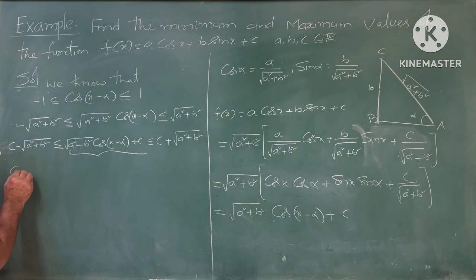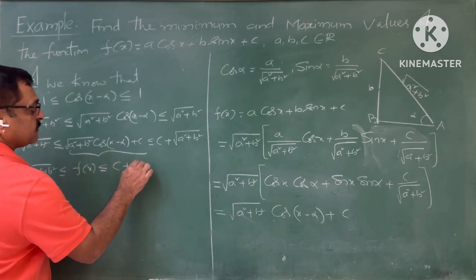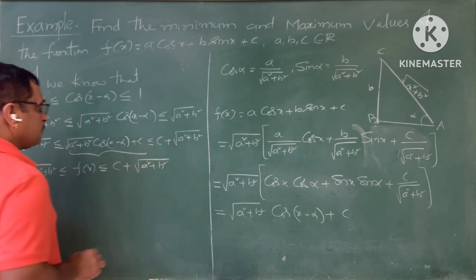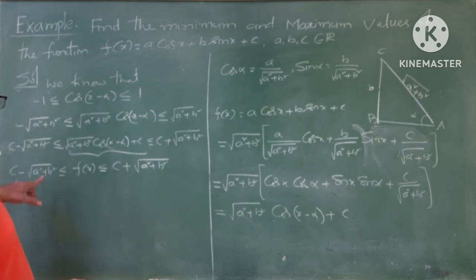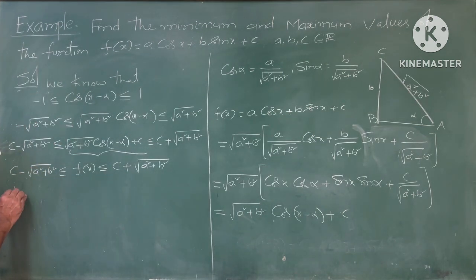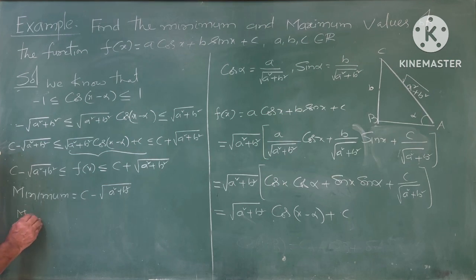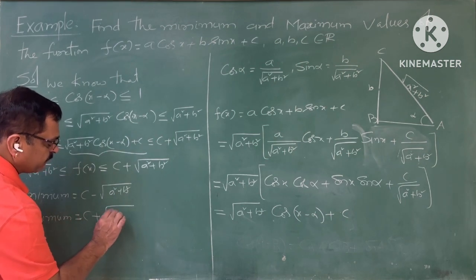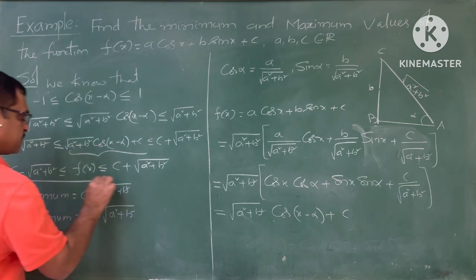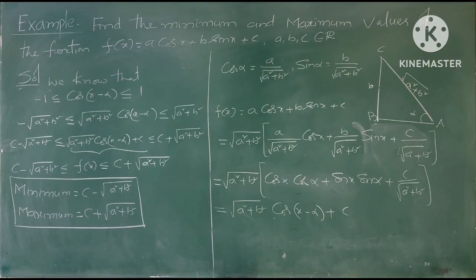So here c minus root of a square plus b square less than or equal to f of x less than or equal to c plus root of a square plus b square. That means for my function, the lower bound is this one and the upper bound is c plus root of a square plus b square. Therefore, this is the minimum value and this is the maximum value. So I write here minimum is equal to c minus root of a square plus b square and maximum is equal to c plus root of a square plus b square. I hope you understand this procedure.